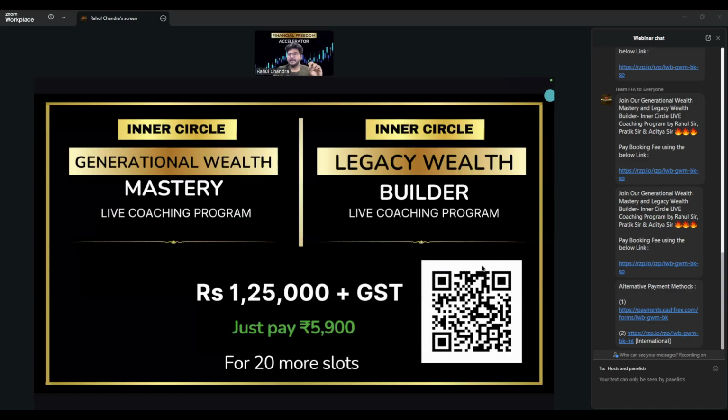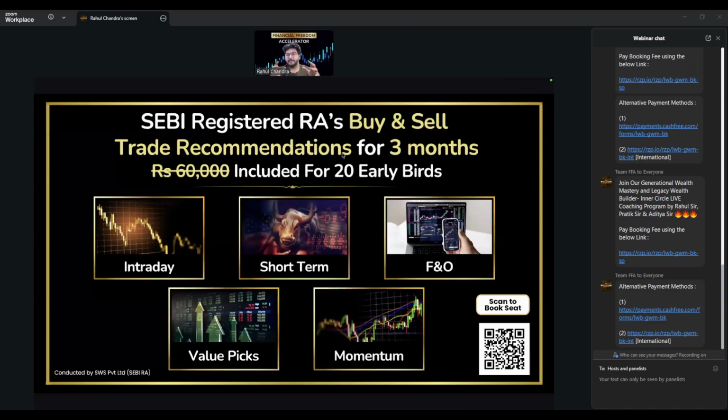Yes, yes. You'll get access to another platform where you will get buy and sell trade recommendations for 3 months absolutely free. It can be anything from intraday, short-term trades, futures and options, value picks for your short-term investments, and it can also be momentum stocks. Every day, on a daily basis, you will get around 4 to 5 trade recommendations based on the market. Sometimes it will be more, sometimes less, but on an average, you'll get around 5 to 6, and you can see what the research is, and you can also take the trades on your own.